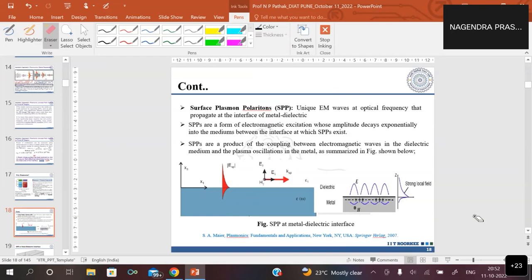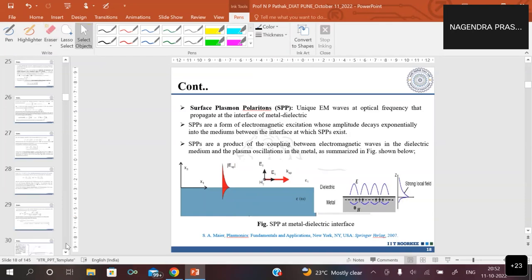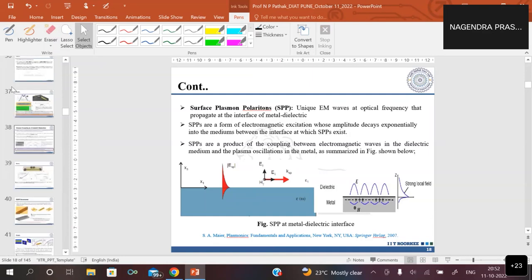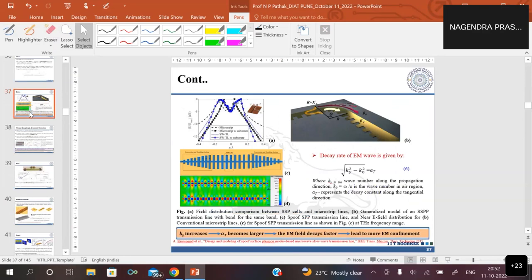See, this is one approach. You may have seen this figure. SSPP is not something which is alien. SSPP is just an approach. For example, here, if you use a microstrip line, a straight line, this is the way your signal confinement is there, right? But if you use this SSPP base, that signal is tightly confined into your structure.